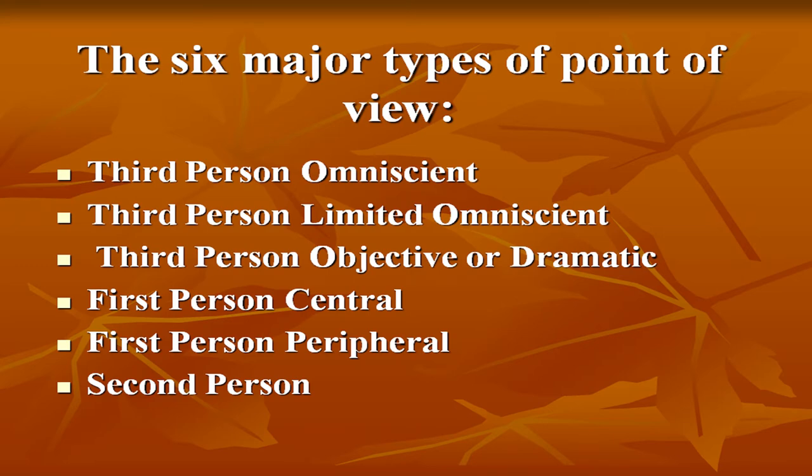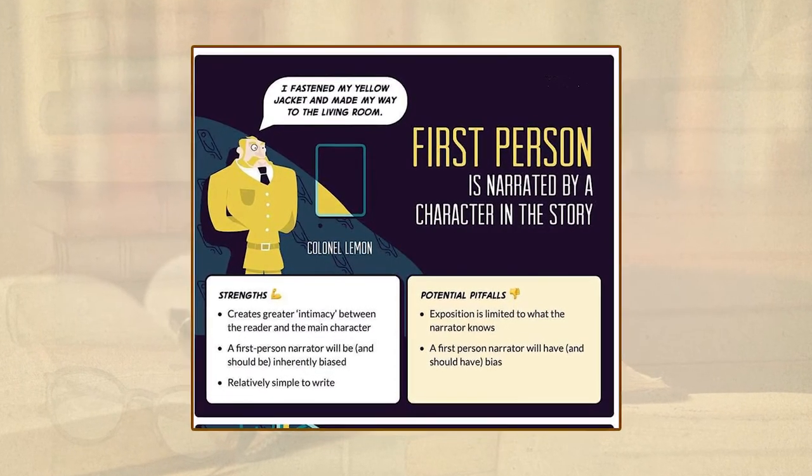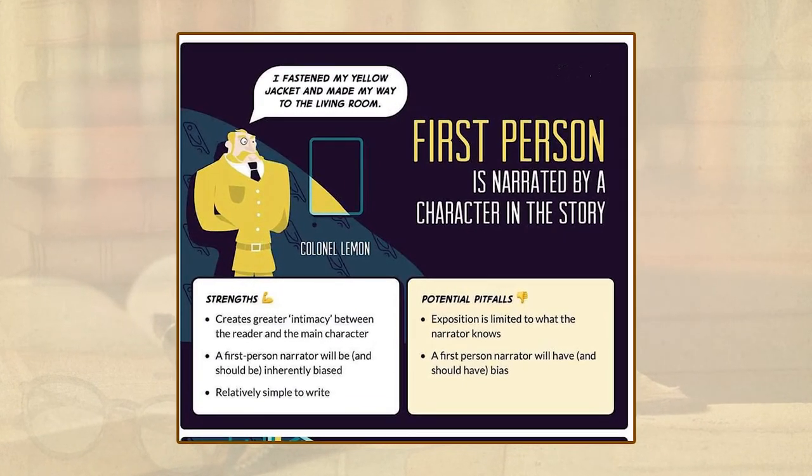First person central. This perspective is told from the point of view of the main character. It allows the author to bring the reader closer to the character and feel more sympathy for the struggles faced by him or her. However, it also limits the perception of the reader to one person's perspective, and they don't get a broader, more balanced point of view. Nevertheless, this view posits a sense of immediacy as we see everything through the character's eyes.